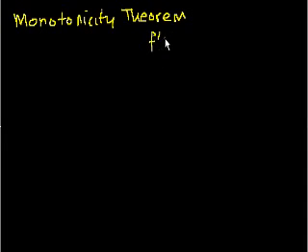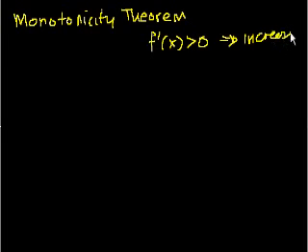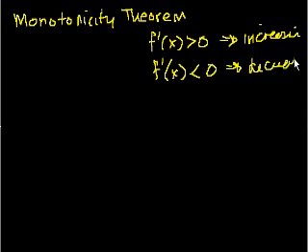Well, all the monotonicity theorem says, at least if I'm remembering properly, is that when the derivative is positive, when f prime of x is greater than 0, your function is increasing. And when the derivative is negative, your function is decreasing. Why am I kind of disparaging of this? Well, what's the derivative? The derivative is the slope.